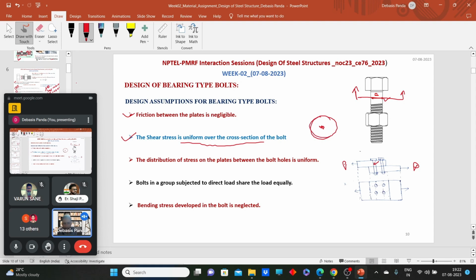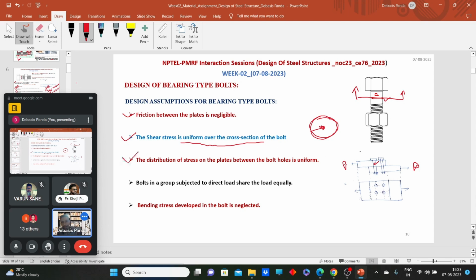along the periphery, right? And when we move towards the center, the shear stresses will reduce. That means the shear stress is not uniform over the cross section of the bolt, but for design purposes we have assumed that the shear stress is uniform over the cross section of the bolt. Otherwise, when we calculate the shear capacity of the bolt and use that to find the number of bolts, we will face trouble.